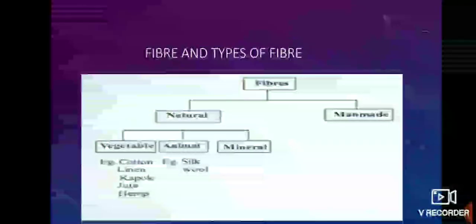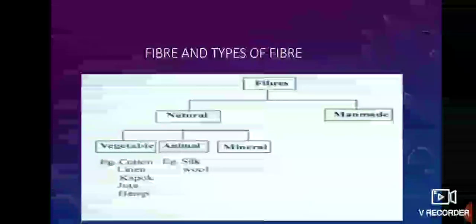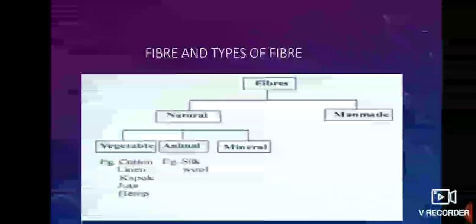what is fiber? Fibers are long strands and thread-like structures. These fibers are divided into two types, natural and man-made fiber. Natural fiber is again divided into three types: vegetable fiber or plant fiber, animal fiber and mineral fiber. And here you can see the fibers are of two types, natural and man-made. Today we will learn about natural fiber.